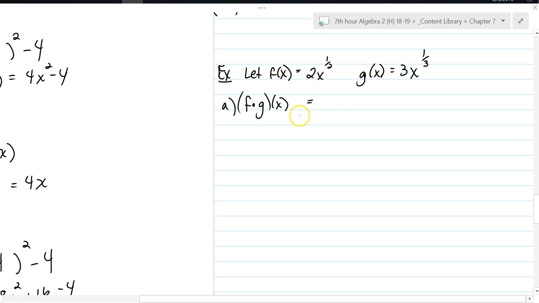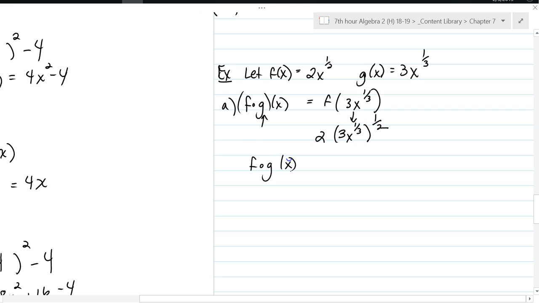So I'm going to start with the inner function. g of x is my inner function. f would be my outer function. So I'm going to rewrite the g function. That's 3x to the 1/3. And I want f of 3x to the 1/3. So that means I'm going to rewrite the f function, 2x to the 1/2. Notice when I say x, I put a big blank. And instead of an x, I'm going to replace it with what the inner function is, 3x to the 1/3.